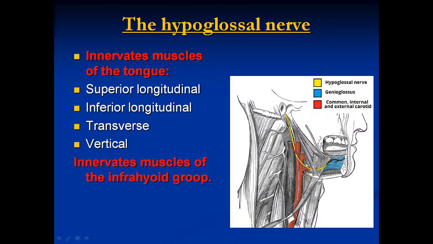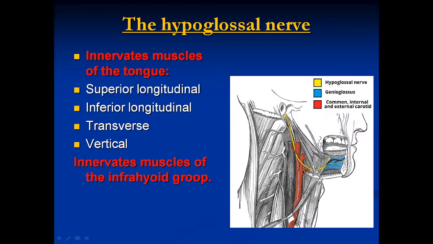This is the hypoglossal nerve. It innervates muscles of the tongue. Once again, superior longitudinal, inferior longitudinal, transverse muscle and vertical muscle of the tongue. And also this nerve innervates muscles of the infrahyoid group, such as sternohyoid, sternothyroid, thyrohyoid and omohyoid muscle. You know these muscles.